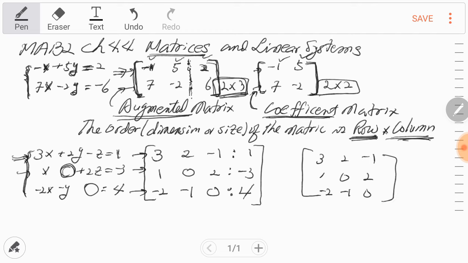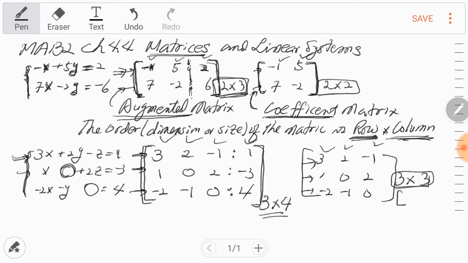Okay. Then what is the order of this augmented matrix? Okay, the order is 3 rows by how many columns? 1, 2, 3, 4. So 3 by 4. How about the coefficient matrix? 3 rows. So there will be 3 by 1, 2, 3 columns, 3 by 3.